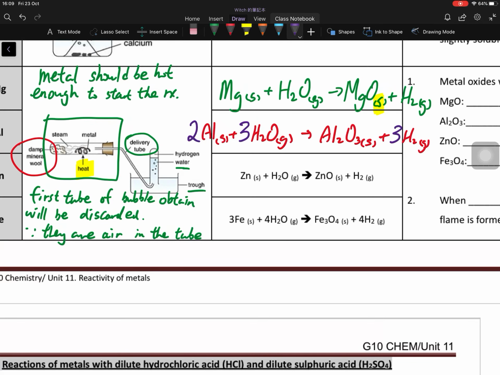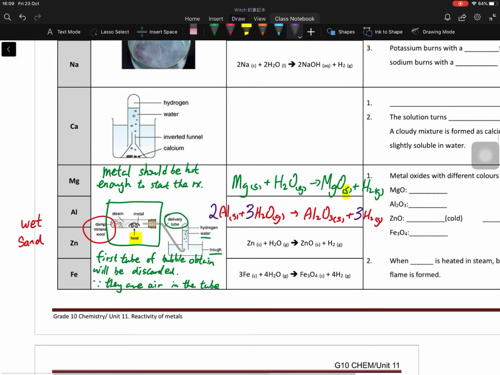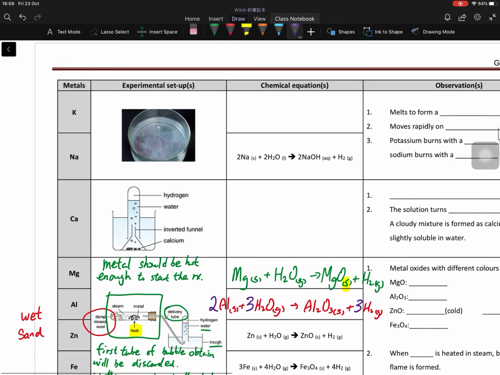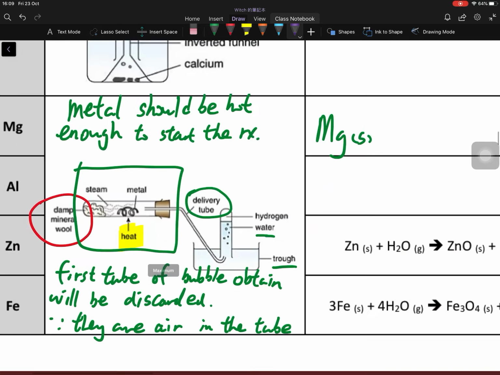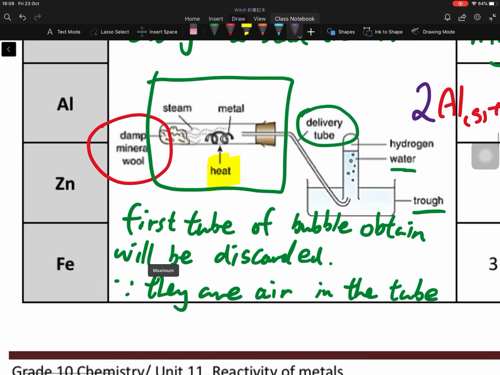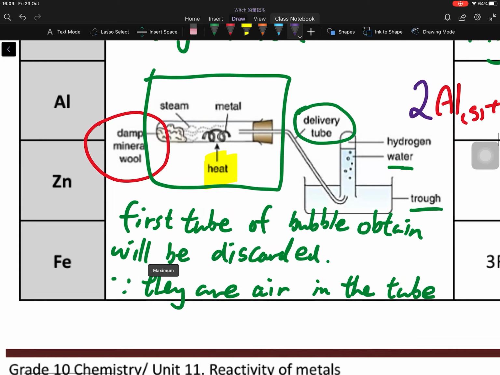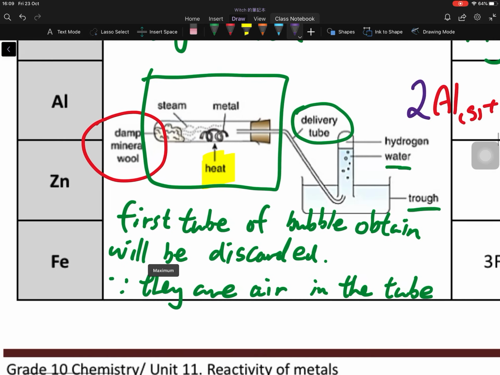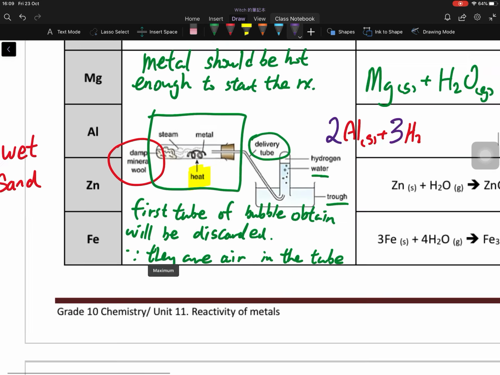Okay, now this is the material we came across in last lessons. The next part will be some additional information. The first additional information is, some of you may wonder, how about if I insert potassium, sodium, and calcium into this setup? Will I obtain metal oxide or metal hydroxide instead?